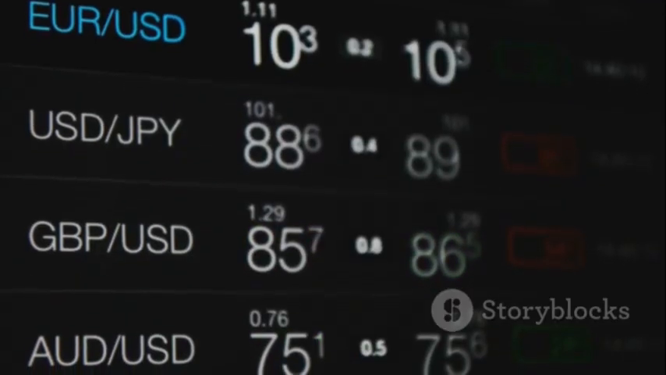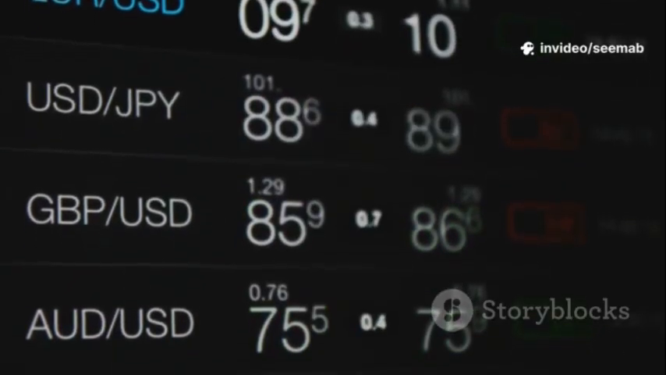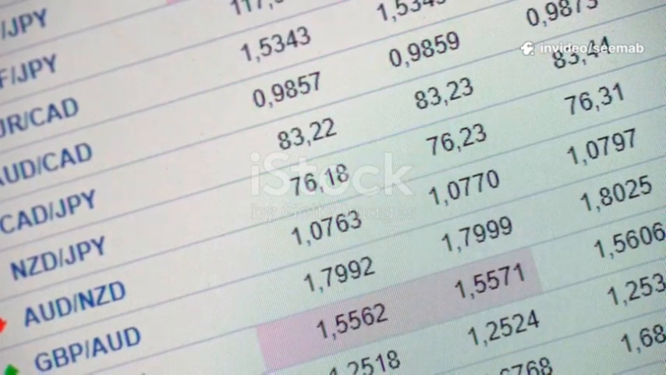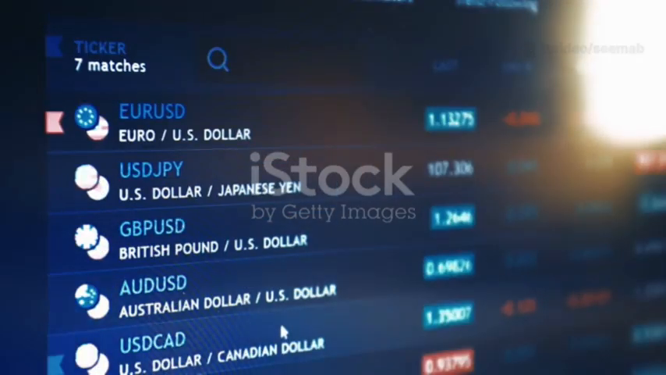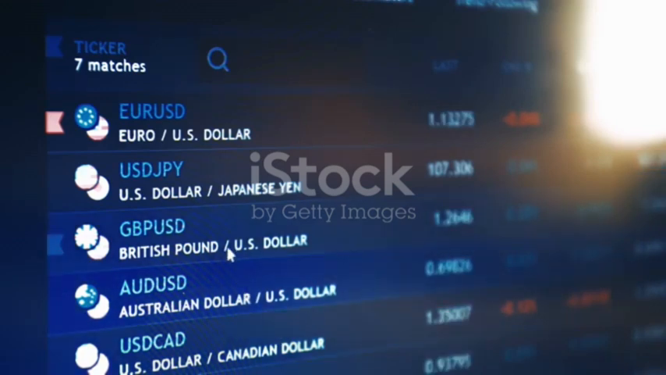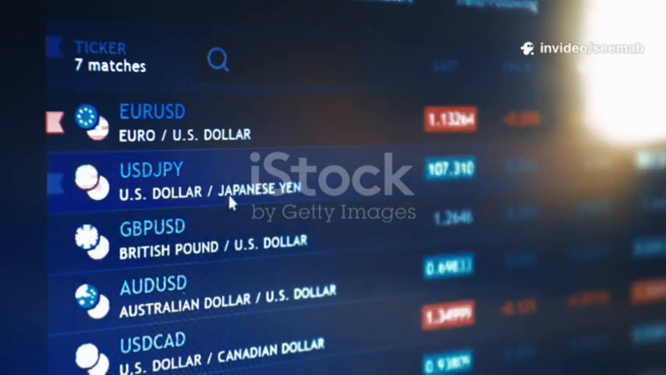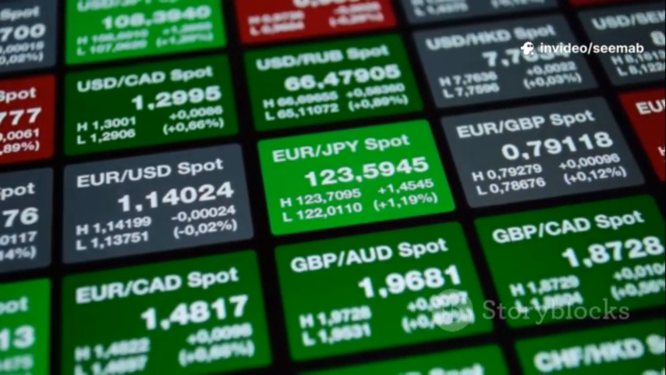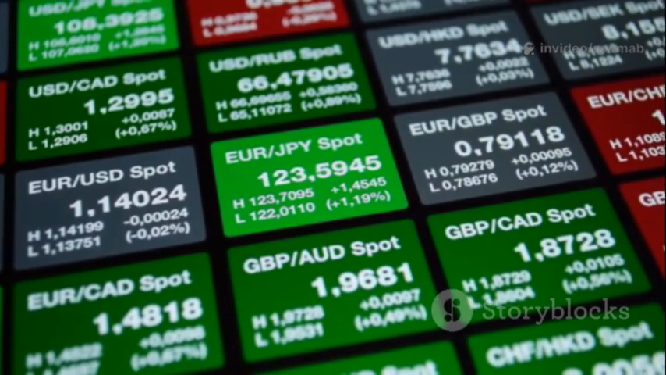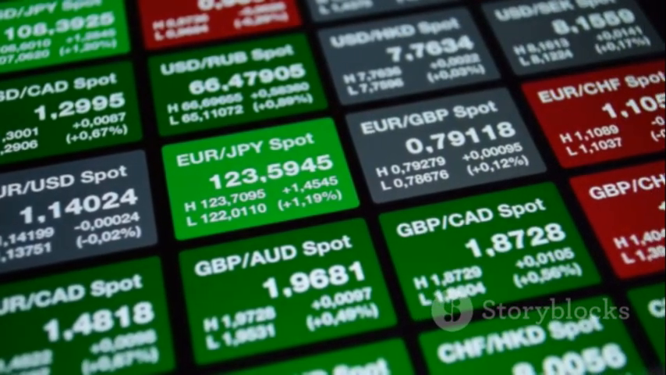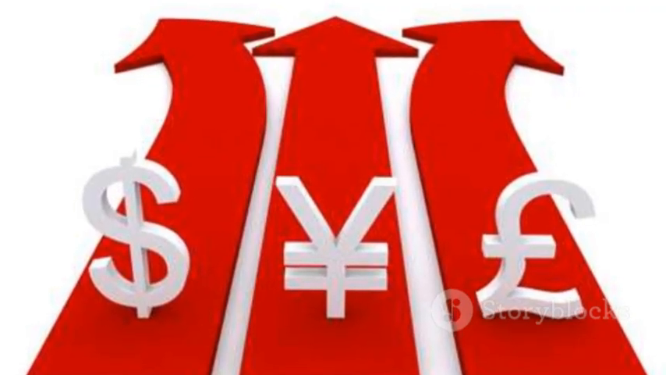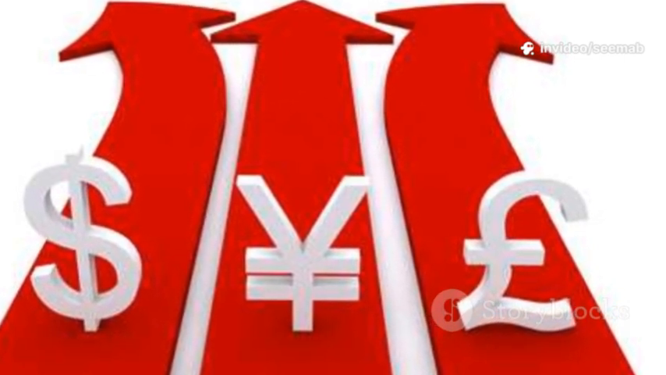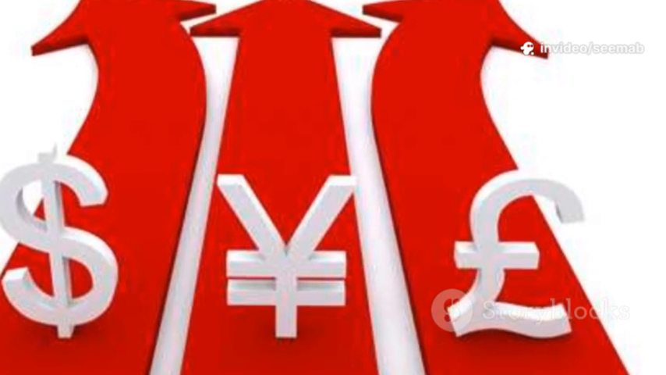A classic example is EUR-USD, the euro against the US dollar. Within spot Forex, there are 3 main types of currency pairs. First, we have the majors, which always include the US dollar paired with another major currency like the euro, British pound, or Japanese yen. Then, there are the minors, also known as cross-currency pairs. These involve major currencies paired against each other but without the USD. Think EUR-GBP or GBP-JPY. Finally, we have the exotics, which pair a major currency with a currency from an emerging market. For example, USD-TRY, US dollar versus the Turkish lira.